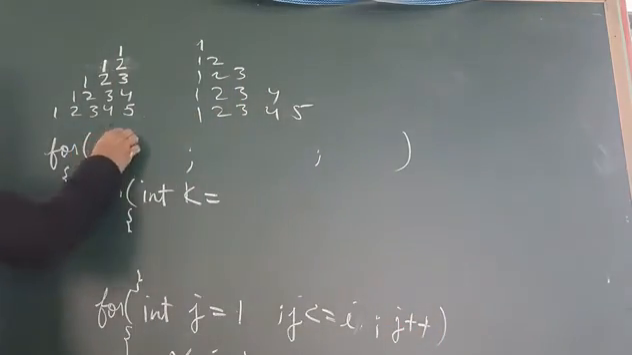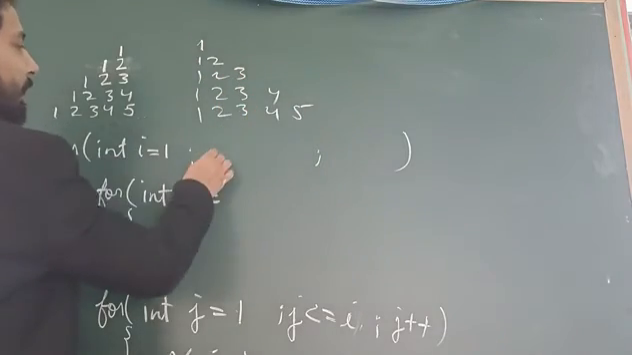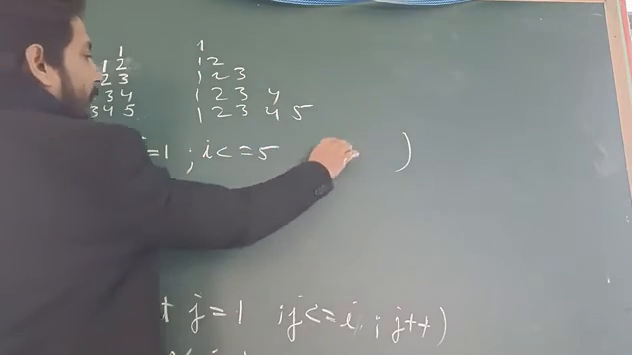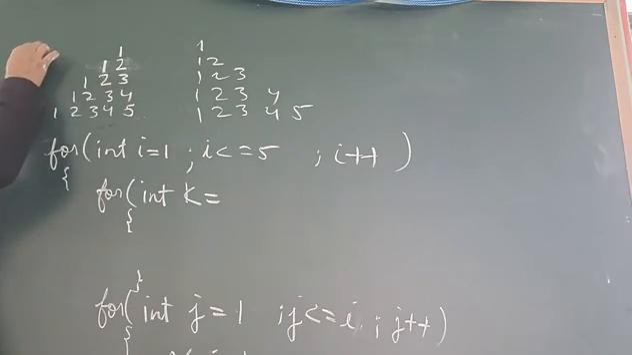Your i loop will be int i equals 1. So the last value is 1 2 3 4 5, and i is less than or equal to 5, i plus plus. Okay. Now your K loop will be there. So here your space is 4, here your space is 3, here 2, here 1, and here 0 spaces are there.